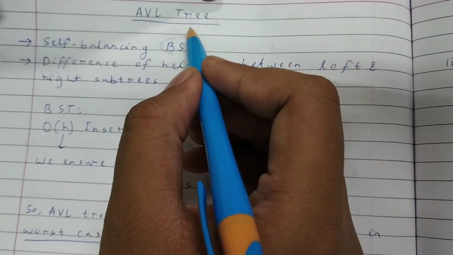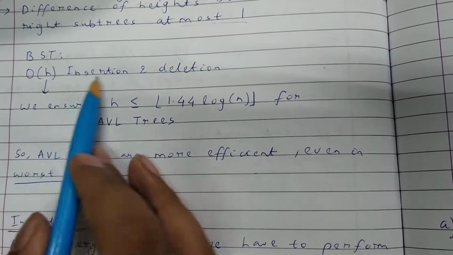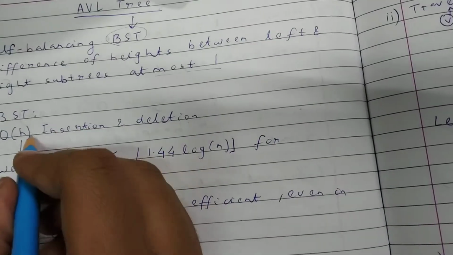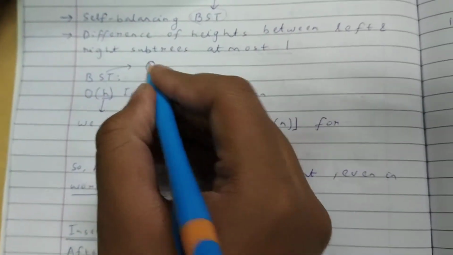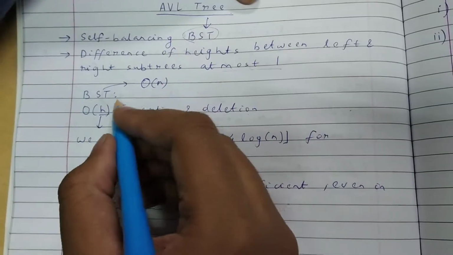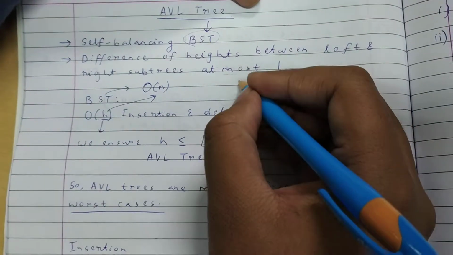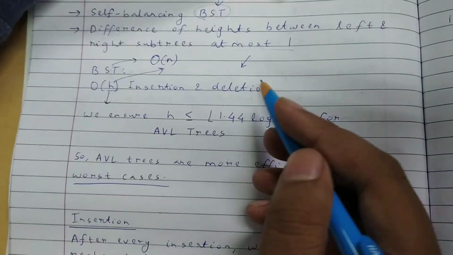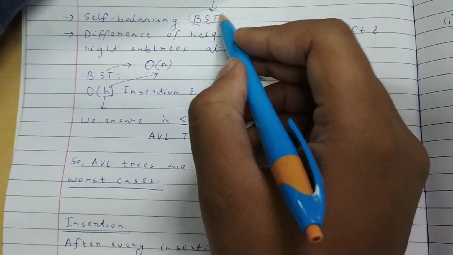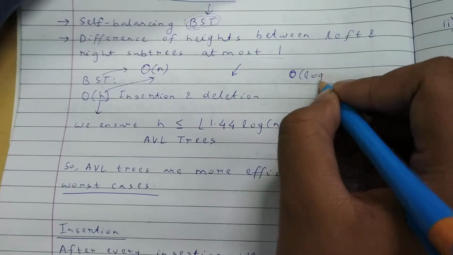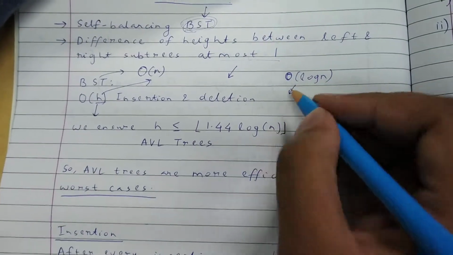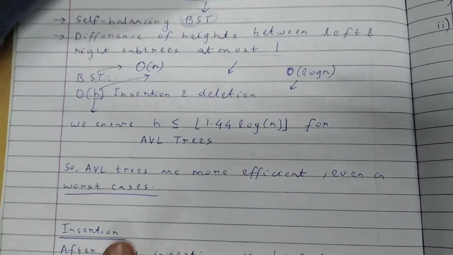For that, we have to look into the limitations of a binary search tree. A binary search tree has O(H) insertion and deletion. But the problem with this is that in the worst case the height can be as bad as O(N) for a skewed binary tree. That's why we require balanced trees, such that our search is always O(log n). To ensure that, we need balanced trees, and that is where the AVL tree comes into the picture.